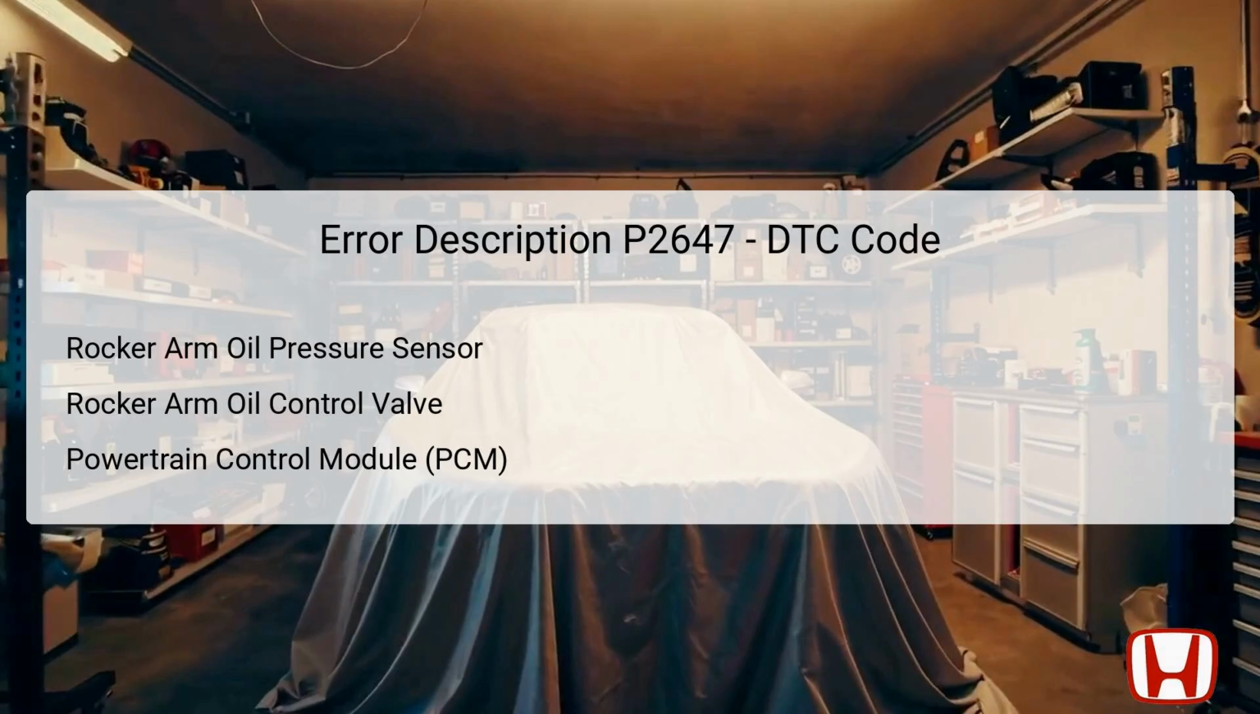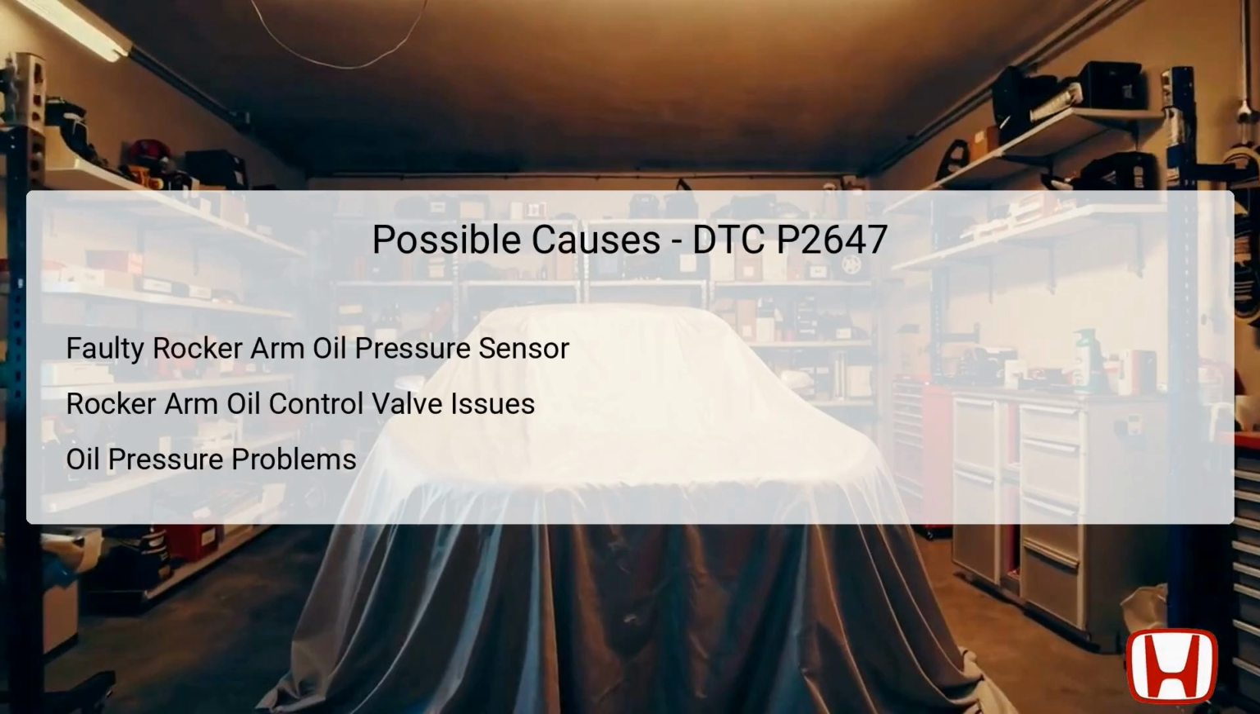Correct functioning of these components is crucial, as any faults can lead to decreased engine efficiency and increased emissions, and may even risk engine damage. The potential causes for DTC P2647 include a faulty rocker arm oil pressure sensor, issues with the rocker arm oil control valve, and problems related to the engine oil pressure itself.